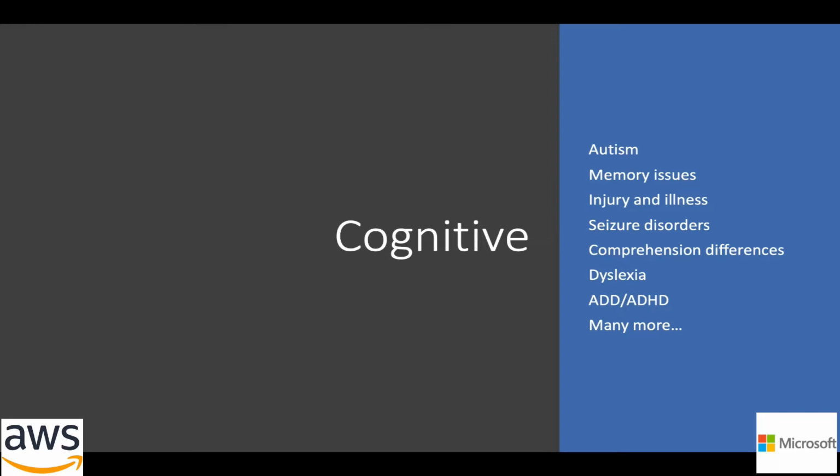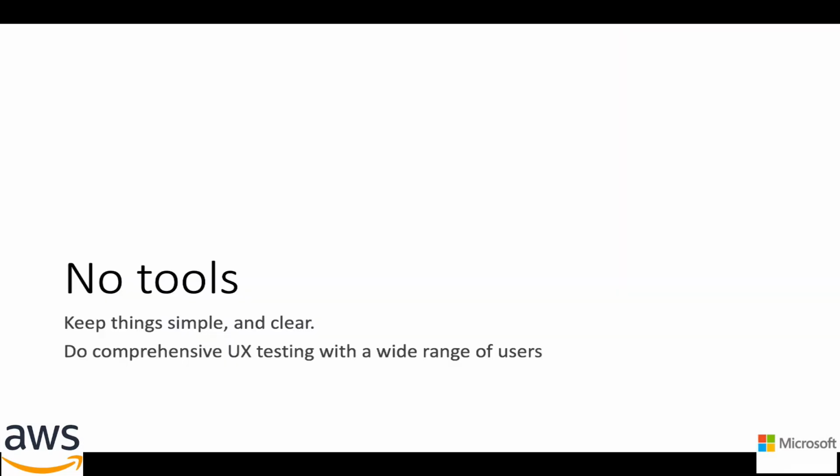The last one is cognitive. And cognitive issues range from autism, anywhere on the spectrum, to memory issues, and that's just aging, even. Injury, illness, seizure disorders, dyslexia is very common. ADD and ADHD is also very common. So the thing about cognitive disability is that there's not really any tools. You can't just run a tool and say, check out my site, tell me how this is going to work for folks with cognitive accessibility needs. You're going to have to sit and think about it.